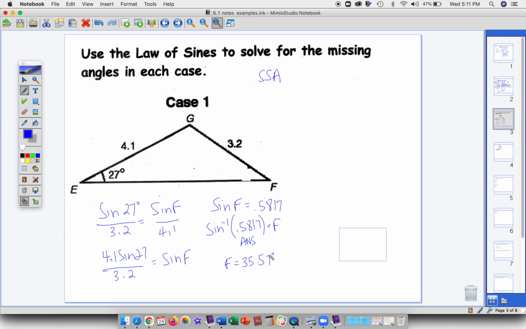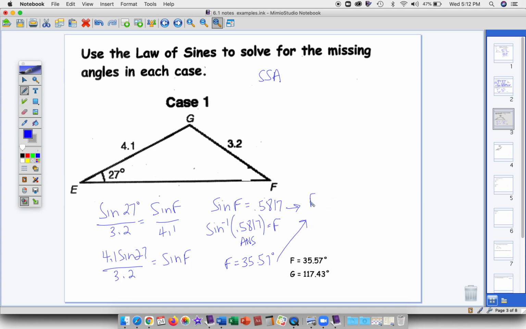With that being the case, I could then subtract these from 180 and get angle G, and then set up another proportion and solve for side G. So again, angle F is acute and angle G is obtuse. Now, here's the thing. Right at this step, when I took the sine inverse of this value and said that F is 35.57 degrees, there's actually another possibility.